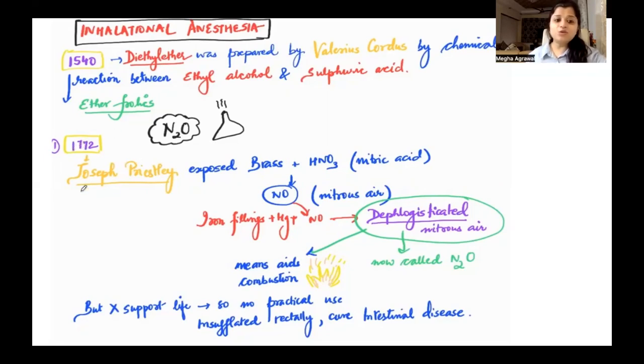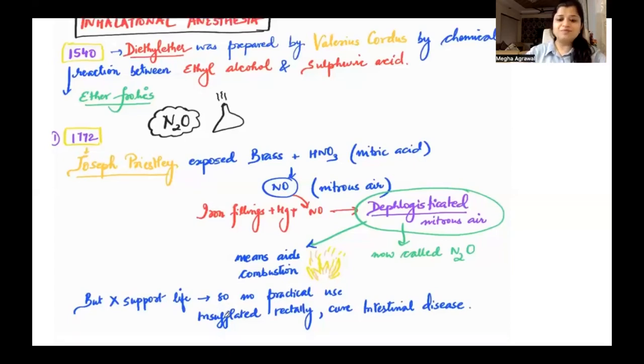In 1772, Joseph Priestley was the scientist who exposed brass to nitric acid, HNO3, and NO, nitrous air, was produced. Then this NO was exposed to iron filings and mercury, and dephlogisticated nitrous air was produced. This dephlogisticated nitrous air is now called nitrous oxide, which we use in our operation theaters. It means that it aids in combustion, but it does not support life. We know today also that if we give 100% nitrous oxide, the patient cannot survive. So there was no practical use at that time because it was not used with oxygen.